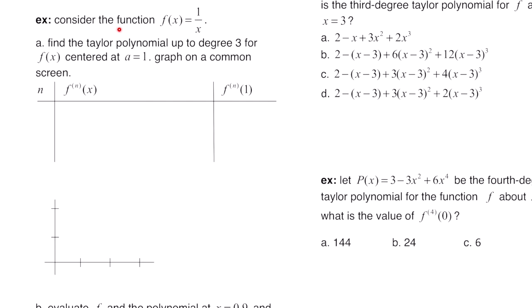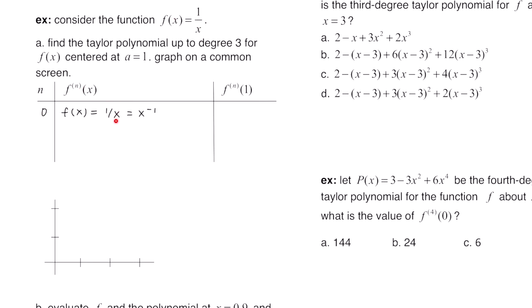This example says consider the function f of x equals 1 over x. Part A says find the Taylor polynomial up to degree 3 for f of x centered at a equals 1. Graph on a common screen. So I have the chart set up. We're going to start with n equals 0, and that means we're not going to take a derivative, so we'll just rewrite the original function.